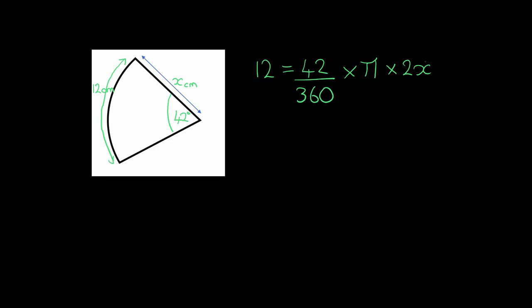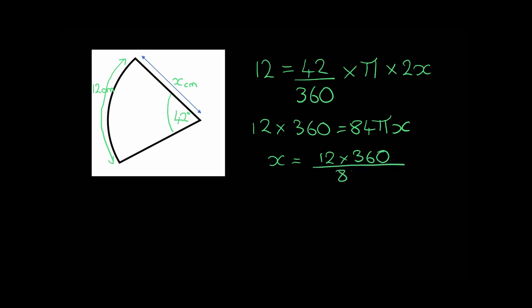We're just now going to rearrange everything so that we can find out what x is, the radius. So we'll times both sides by 360, so I'll have 12 times 360 equals, now I'm going to tidy that up a bit, so 2 42s are 84, so we've got 84 pi times the x. So x will be 12 times 360 divided by 84 pi this time.